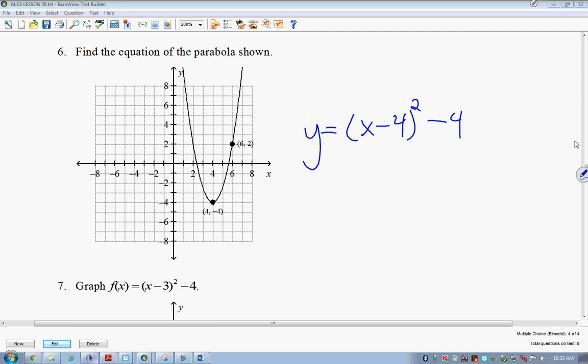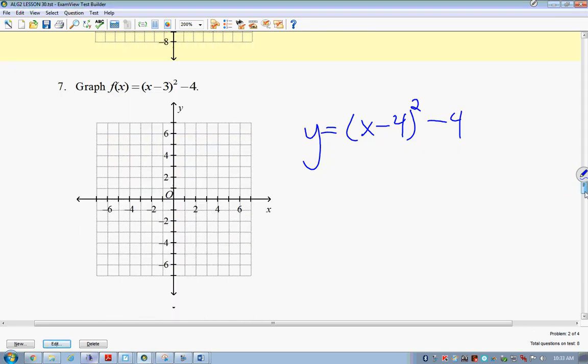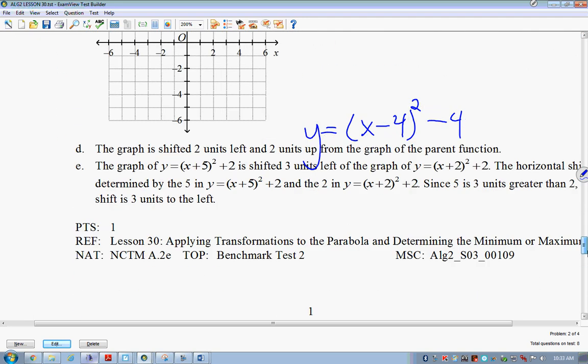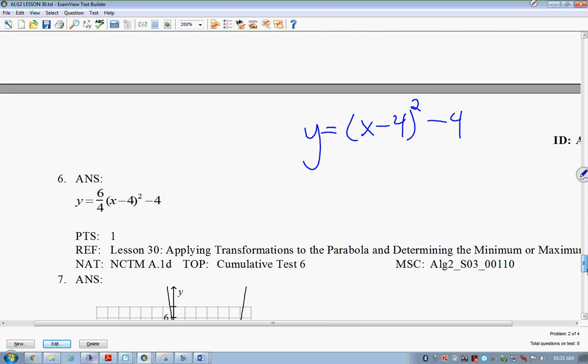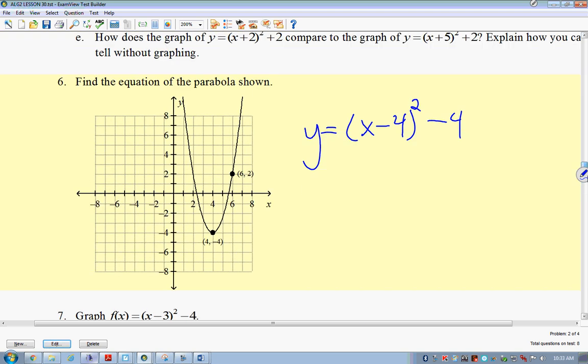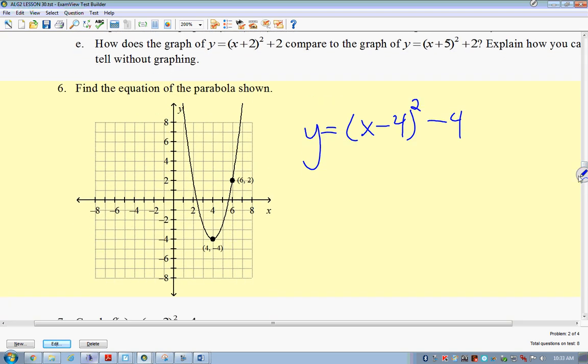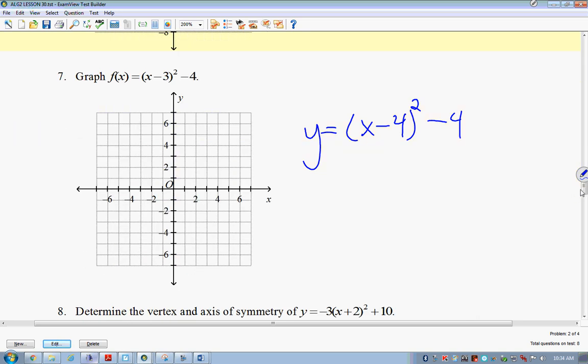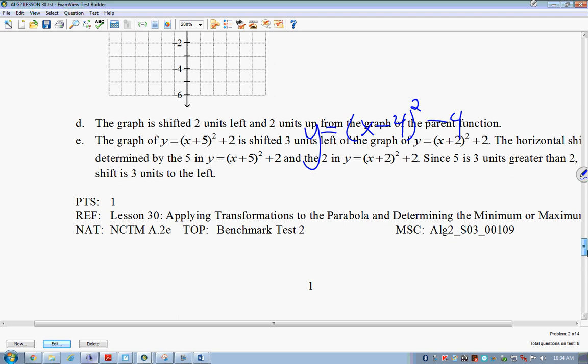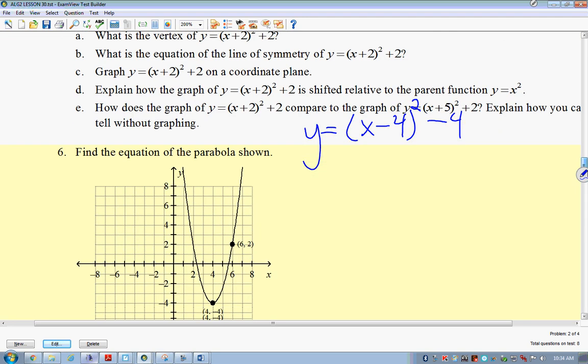Let's check the answer on number 6. Oh, gosh. I don't know if we could. They're saying 6/4. I don't know that we would. I'm sure that they look at this point here and determine how wide or narrow that's going to be from there. But I believe we got our minus 4 right. Yep. Okay.